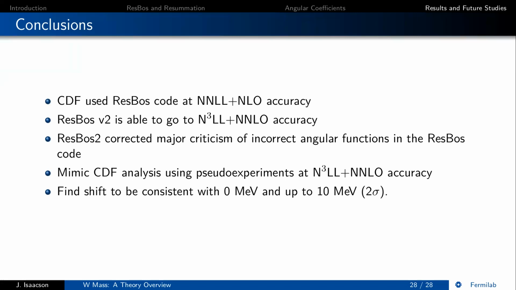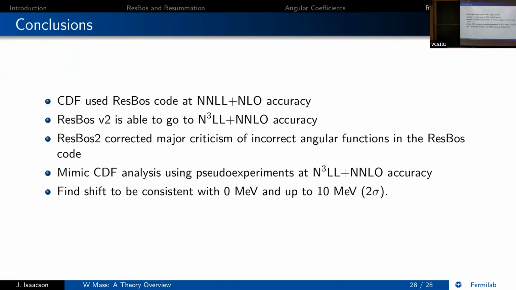Yeah, regarding the ATLAS analysis you mentioned at the beginning, you pointed out that they use only leading logs with some corrections. So it would, of course, be interesting to know how large is the error due to that. Could that have been underestimated? So I was wondering if you could essentially give an estimate of that error by running ResBos at LL and then comparing to N-cubed LL.